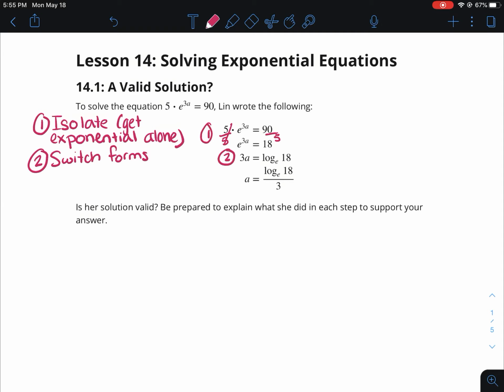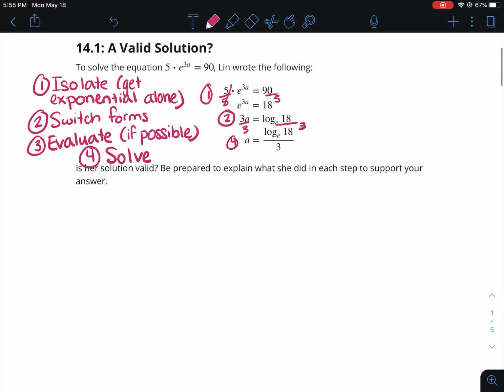This was step 2. Once you have the log base e of 18, so you can evaluate. I'm going to put if possible because they didn't evaluate here with the calculator. And then step 4, you're going to solve. Right? So this was their step 4, which was dividing by 3 to finish solving. So here's another example using those 4 steps. So if you remember, isolate, switch, evaluate, solve.